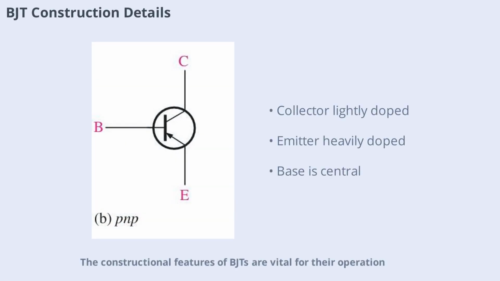The constructional features of BJTs are vital for their operation. The collector is lightly doped, while the emitter is heavily doped. The base is sandwiched between these two regions and is lightly doped. Doping levels directly influence the conductivity of each layer, which in turn affects the transistor's efficiency and amplification properties. Understanding these details helps in designing and selecting the right transistor for specific applications.